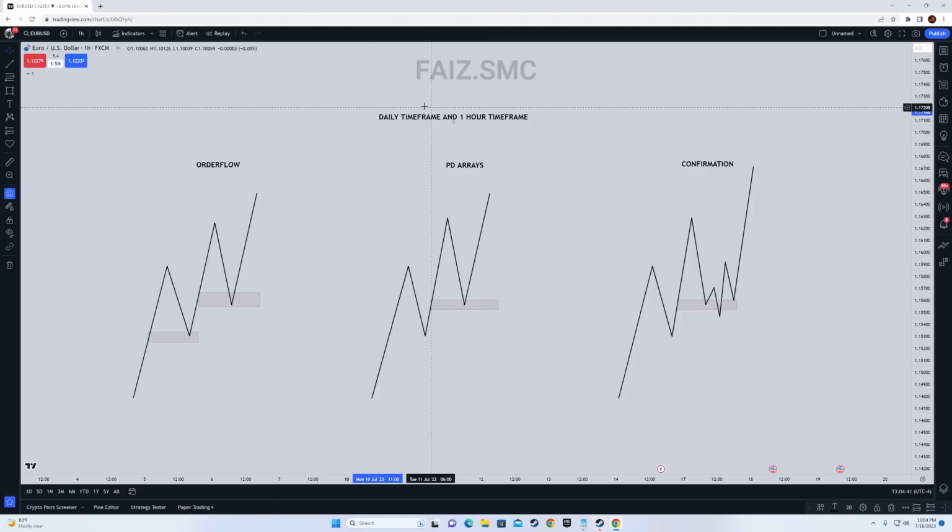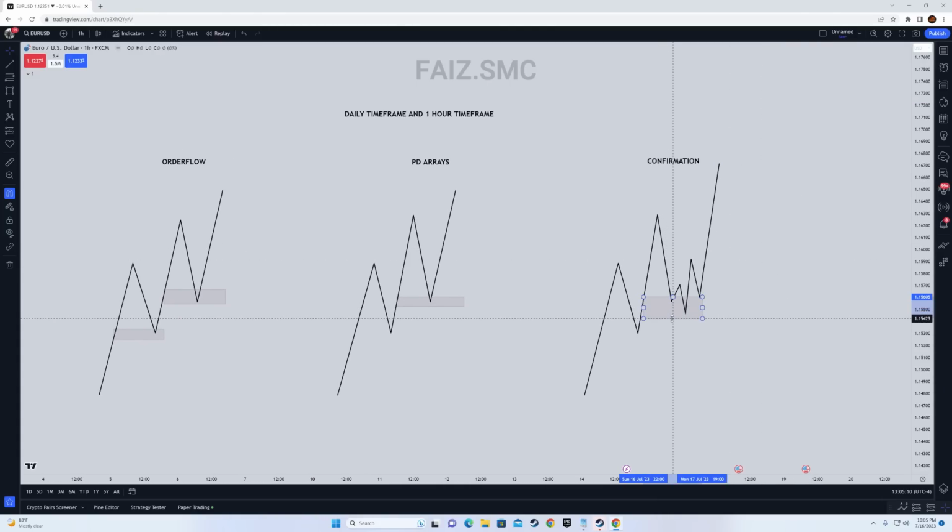So we are going to look at the order flow on the daily time frame. We are going to mark out the PD areas, which are your order blocks and fair value gaps in the discount. I suggest doing it with the order blocks. And then once the price comes back into that daily order block, you want to drop down to the 1 hour time frame. So that's when we look for a confirmation entry. Now let's say that the price comes into your daily order block, right?